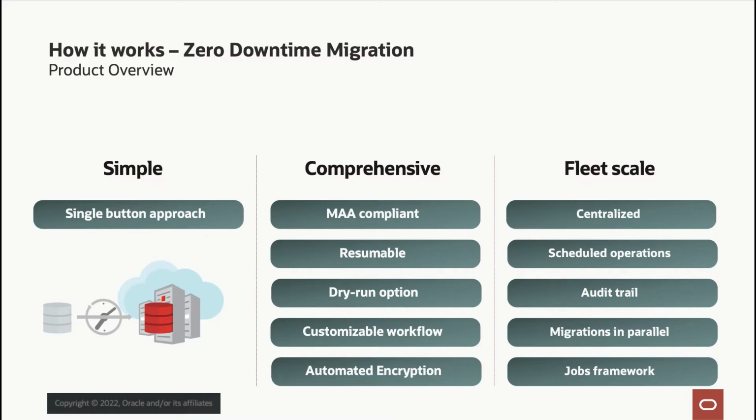Also, the product, as mentioned before, is super comprehensive. It's MAA compliant, meaning Maximum Availability Architecture compliant. You can pause and resume the migration if you want at some time. You could also start the migration by saying, I want you, once you reach this phase, please pause, and then I can do some testing and then continue. It offers a dry run option, which means you can do an evaluation of a migration, meaning you can migrate without migrating. Basically, it's just, I want to see what happens if I migrate, do some testing, but not actually migrate my data. So that's what the dry run or evaluation mode is.